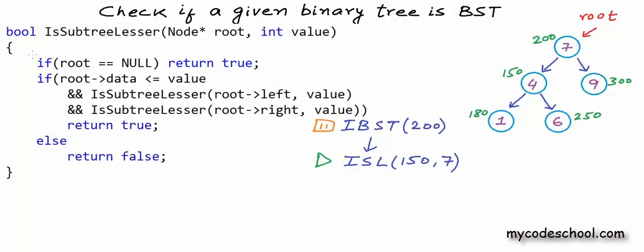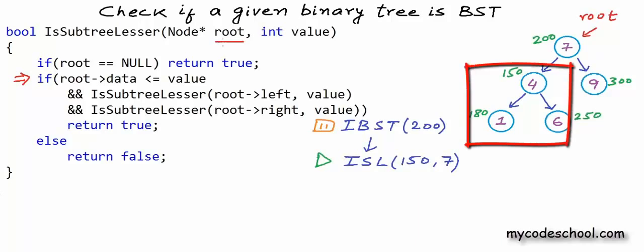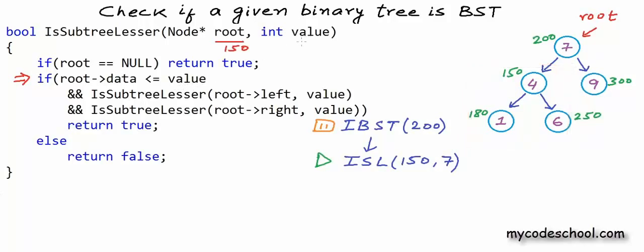Now in this call to isSubtreeLesser, root is not null, so we will not return true at the first line. We will go to the next if. Here the first condition is if data in root, and the root this time is 150, because this call is for this left subtree, and for this left subtree the address of root is 150. Data in root is 4, which is lesser than 7. So the first condition is true, and we can go to the second condition, which is a recursive call.